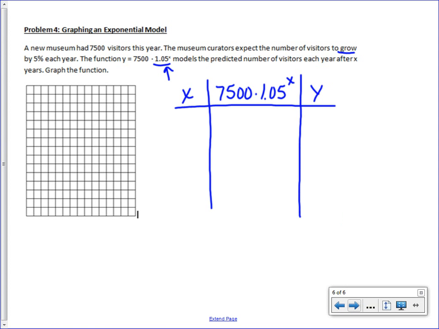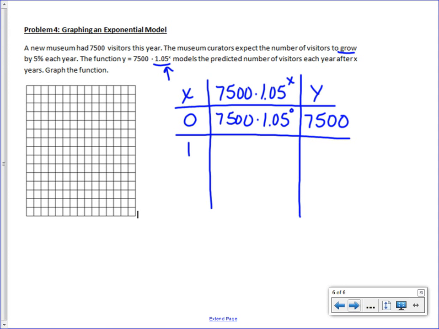All right, well, let's start right now. And that's pretty easy. We'll start at year 0. So we have 7,500 times 1.05 raised to the 0 power. And we can do this one in our heads. Anything to the 0 power is 1. So 7,500 times 1 is 7,500. All right, so that's this year. Okay, let's go on to next year.